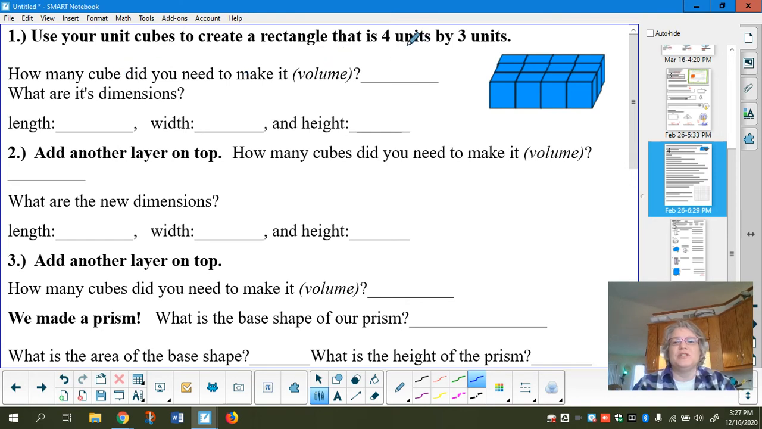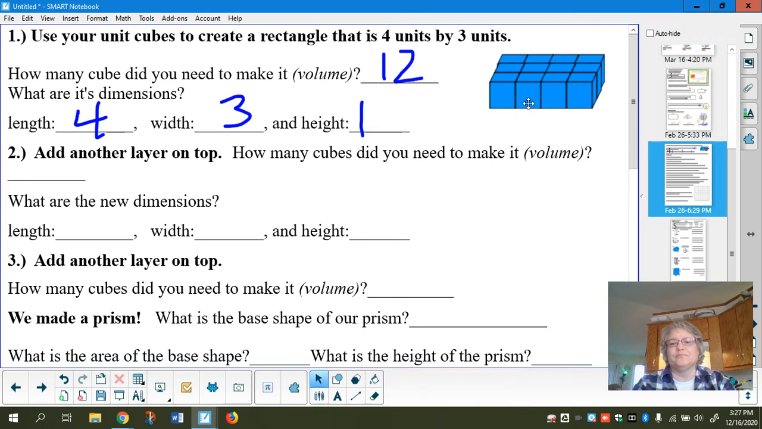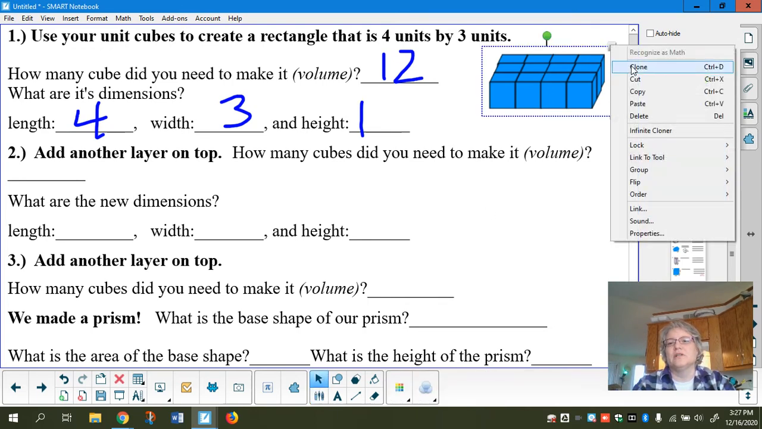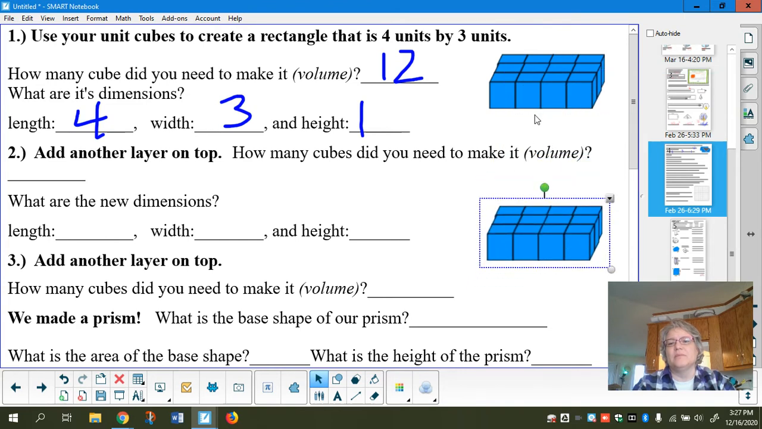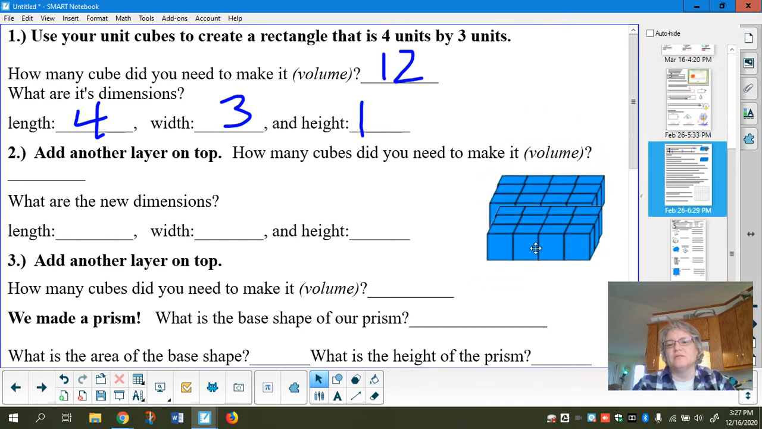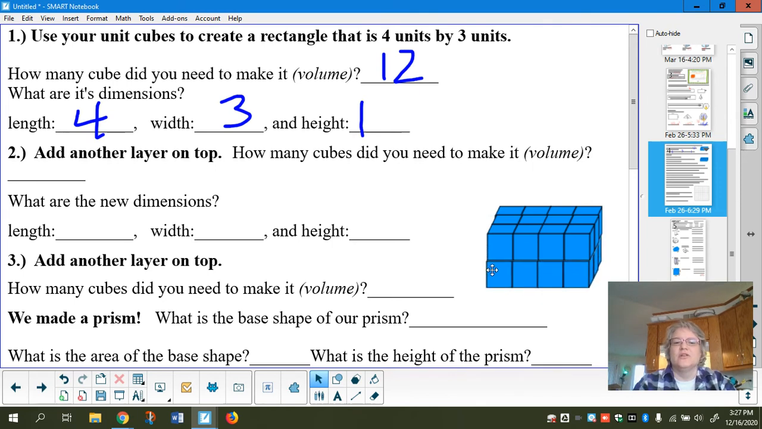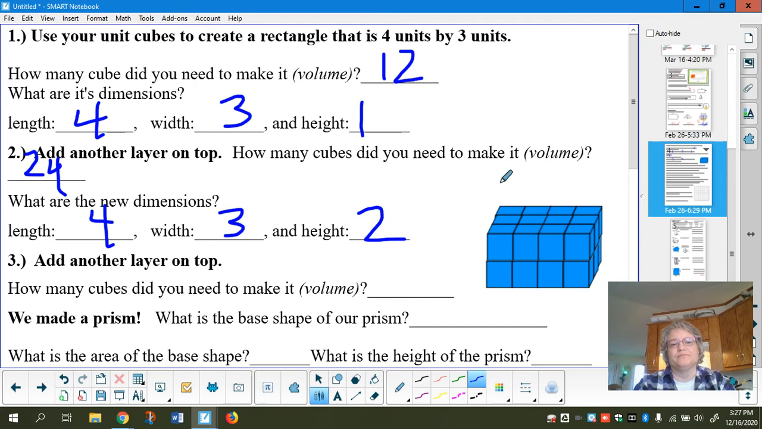So how many cubes do you need to make a 4 by 3? You need 12. The dimensions are length is 4, width is 3, height is 1. Put another layer on top, so I'm going to double that. Clone it, okay? Now I got it doubled. So now it's this tall, right? So now, how many cubes did it take? Well, I used twice as many cubes because I made it twice as tall, so now I got 24. And the new dimensions, it's still 4 long, it's still 3 wide, but now it's 2 tall.